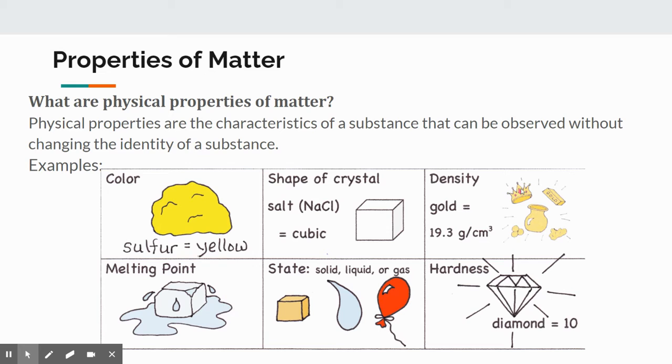And so you can look at them or you can observe them without having to change the identity or chemically react the substance. So, for example, when you're looking at the color of a substance, right, you're just observing that with your eyes. And so that does not change the identity of the substance. When you're measuring the shape of something or measuring the density, right, you're just putting it through a test, but that test is non-destructive, right?